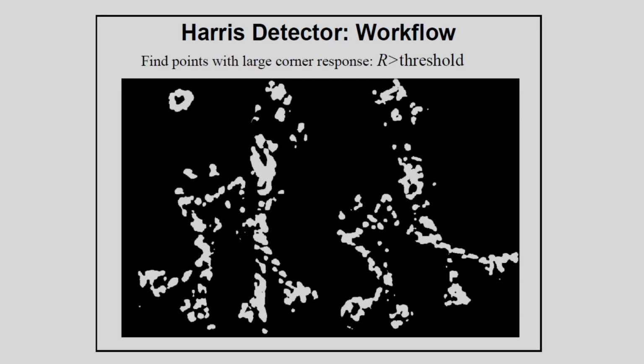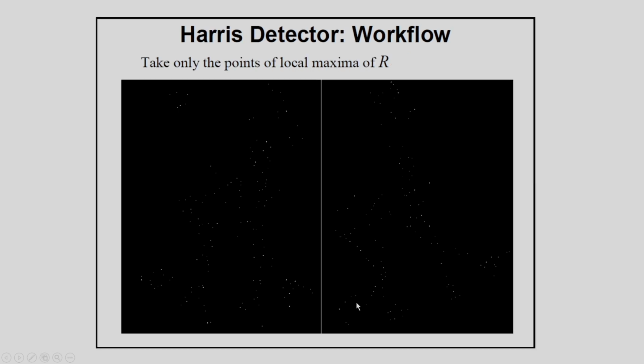And also you can see if I consider the response greater than a particular threshold, corresponding to this I am determining the corner points. So all the corner points I am determining. And if I take only the points of local maximum of R, then corresponding to this you can find the corner points for both the images. So like this I have to determine the corner points.